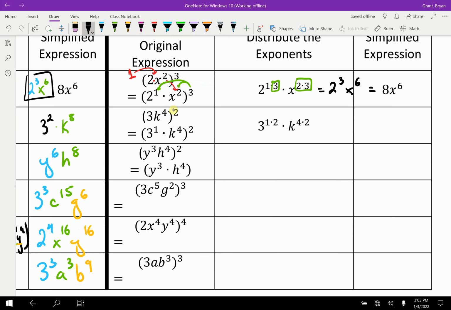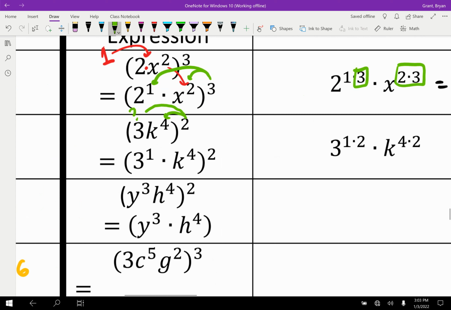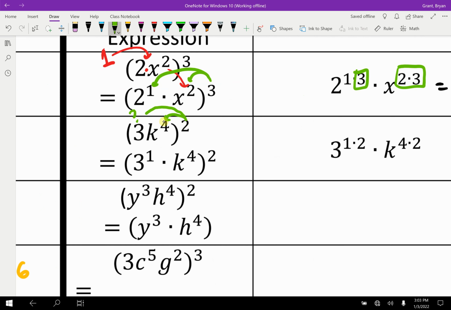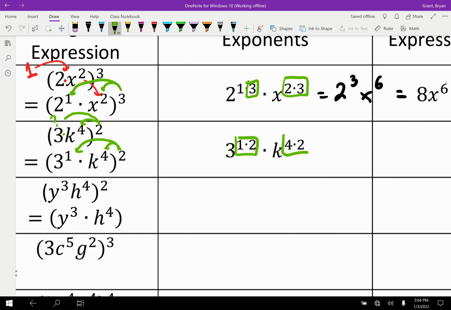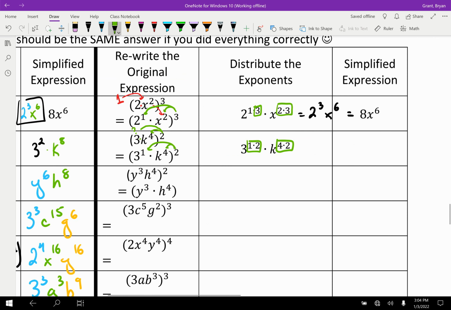So let's try another one. This 2 is going to distribute, but the question is, where does it distribute to? The 3? Well, we need to remember that the 3 does not have the fourth power that's attached to k. It's attached by multiplication. There's no power on there, so we put the invisible 1 in. Now we can distribute the 2. So we get 3 to the 1 times 2 and k to the 4 times 2, which leads us to match our answer from over here. We end up with 3 squared k to the 8th.